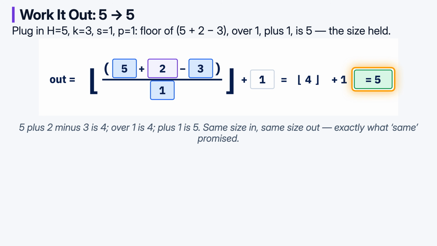Let's plug in numbers. H is 5, k is 3, s is 1, and p is 1. 5 plus 2 minus 3 is 4. 4 over 1 is 4. 4 plus 1 is 5. Same size in, same size out, exactly what same promised.